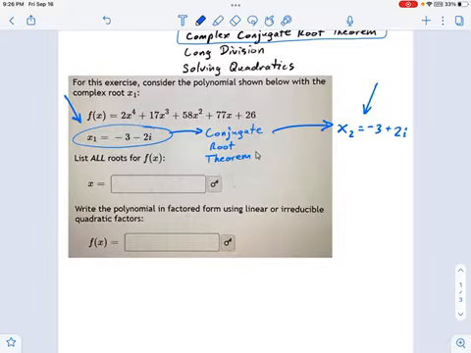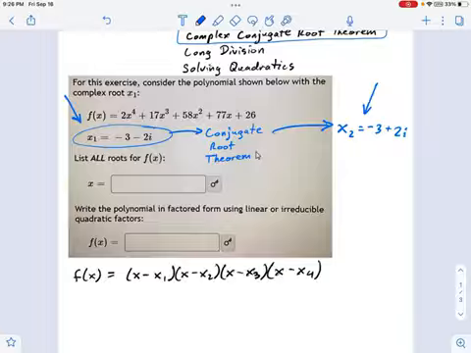Now, knowing two roots, I could probably factor this thing down to a quadratic, right? It's a fourth power right now. If I know two roots already, I can bring it down 2 powers to a quadratic. And maybe I won't even need rational roots at all. So let's see, how are we going to use this?